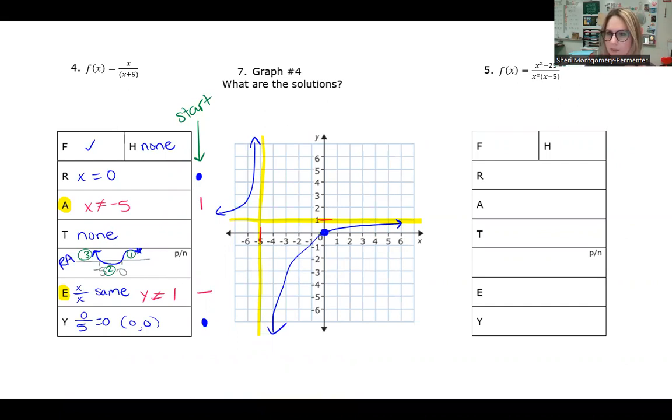Okay, for question number 5, is it factored? No. Looking at the numerator, that is a special kind of factoring. What does it become? Yes. X plus 5, X minus 5. Are there any factors that can be removed? So there's going to be a hole, and X cannot equal what? Good job.